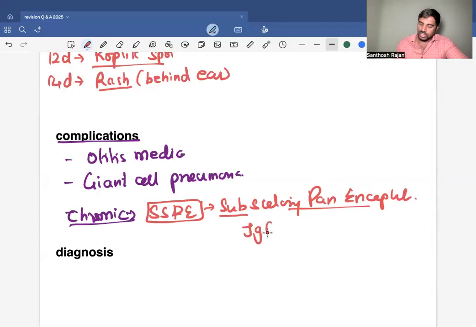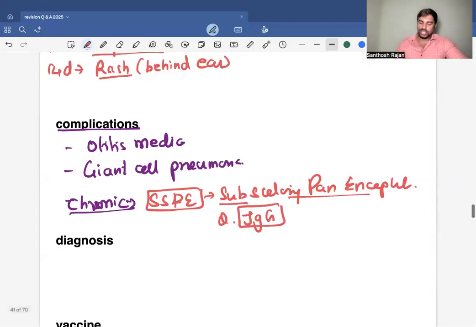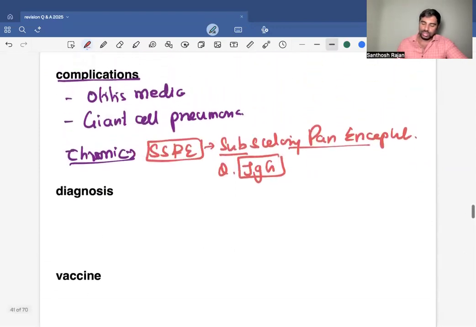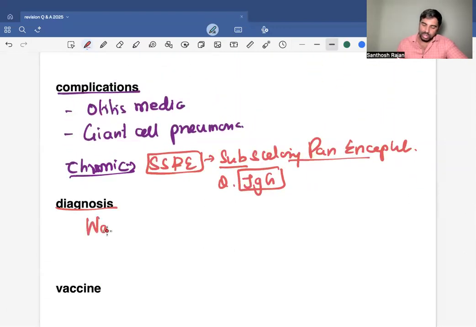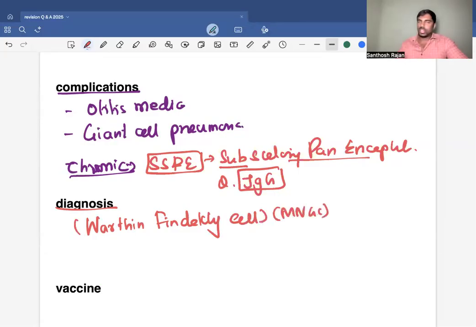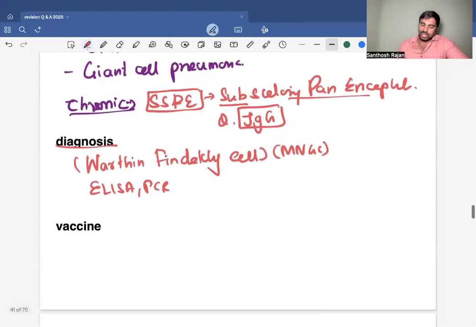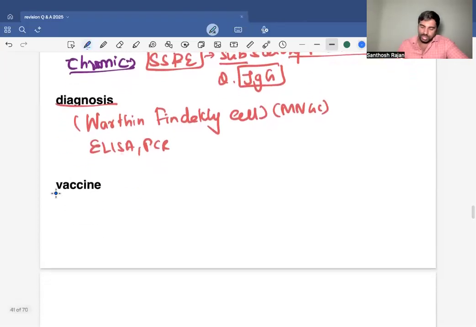Here, IgG will be the diagnostic; you will be using IgG. This was a question asked. These are important things. For diagnosis, the special cells you see are Warthin-Finkeldey cells, a sort of multinucleated giant cells. You see Warthin-Finkeldey cells in the biopsy. Otherwise, you can do ELISA or PCR, nothing specific here. The vaccine name is very important here, usually repeated many times. You call it what? Edmonston-Zagreb.